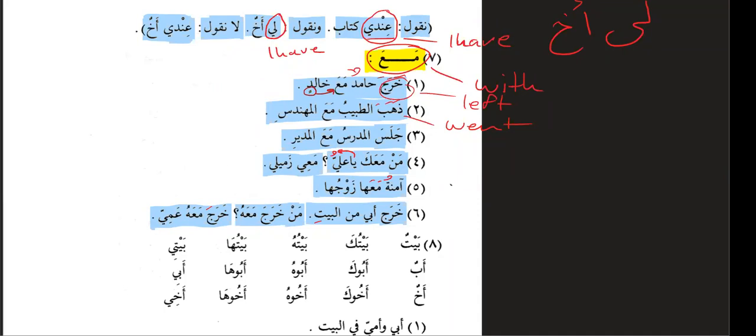جيد. فنقول خرج حامد مع خالد. ذهب الطبيب مع المهندس. جلس المدرس مع المدير. من معك يا علي؟ معي زميلي. آمنة معها زوجها. خرج أبي من البيت. من خرج معه؟ خرج معه عمي. جيد. التمرين الثامن.